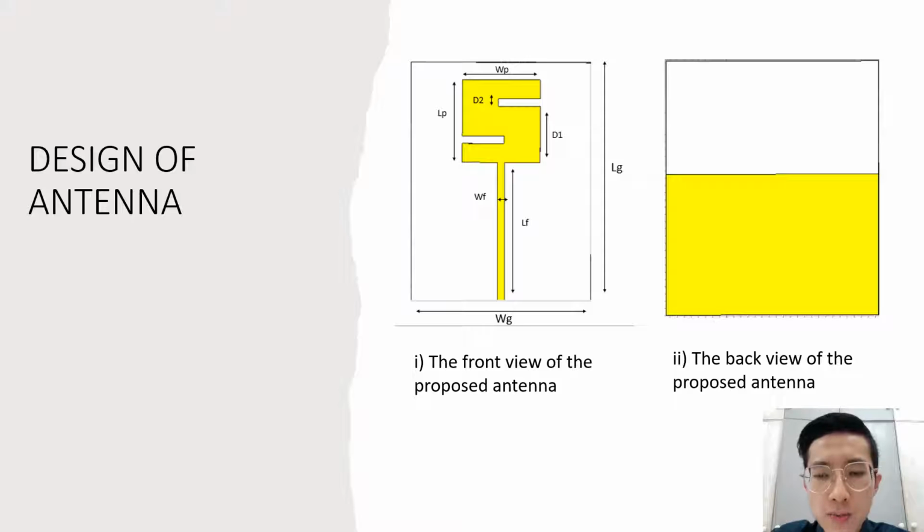So this is the shape of the antenna that I designed on CST simulation software. The first diagram shows the front view of the proposed antenna. The second diagram is the back view of the proposed antenna, which is the ground plate. In the ground plate, I use a partial ground plate in order to improve the bandwidth of the antenna.